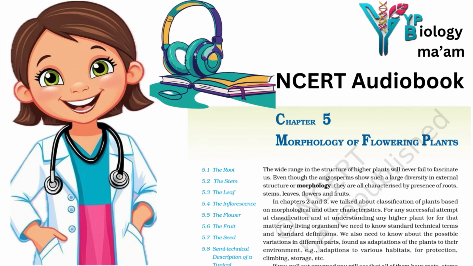Aestivation. The mode of arrangement of sepals or petals in floral bud with respect to other members of the same whorl is known as aestivation. The main types of aestivation are valvate, twisted, imbricate and vexillary. When sepals or petals in a whorl just touch one another at the margin without overlapping as in calotropis, it is said to be valvate.